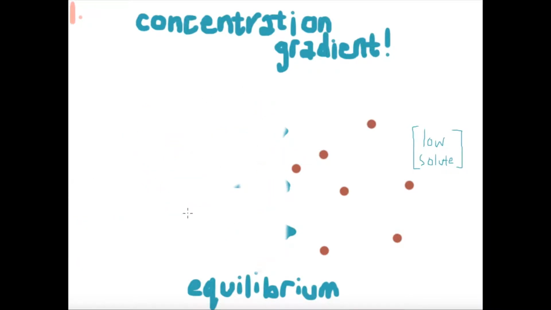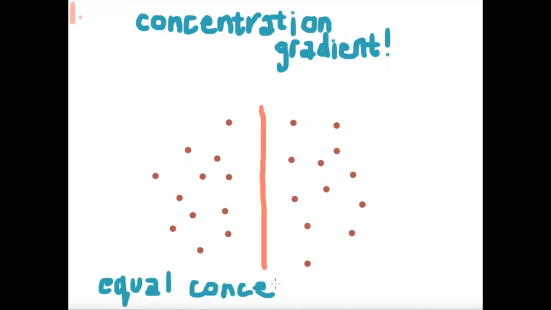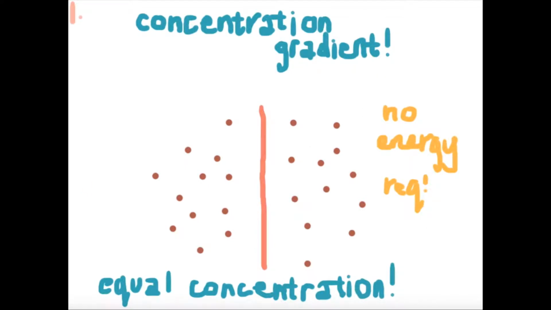In the gradient, the solute in higher concentration will move to the region of lower concentration in order to reach equilibrium. In passive transport, this movement of molecules does not require any energy expenditure, because molecules are moving from the higher to lower concentration, which is the natural behavior.